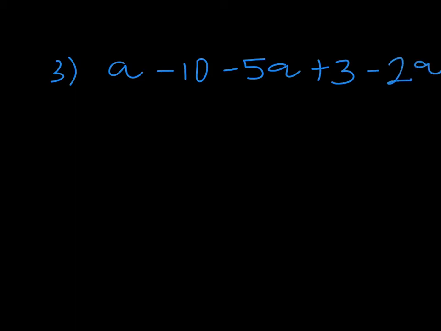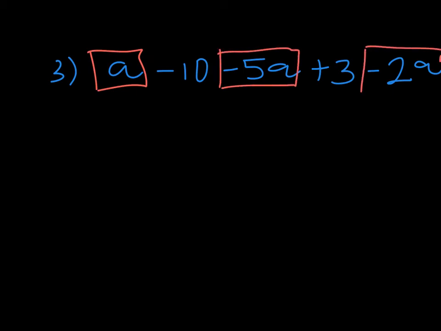Let's look at another one. So I have a minus 10 minus 5a plus 3 minus 2a. Let's go ahead and box in our like terms. So I have a minus 5a minus 2a, and then I have negative 10 and positive 3.